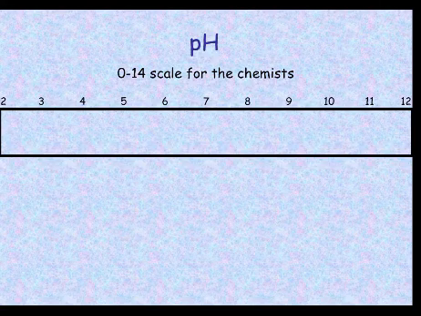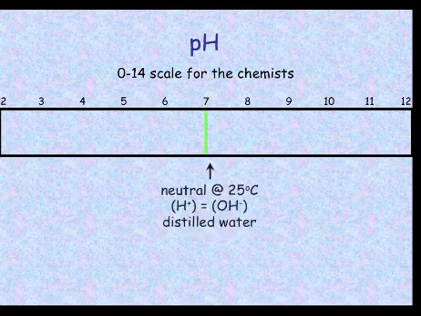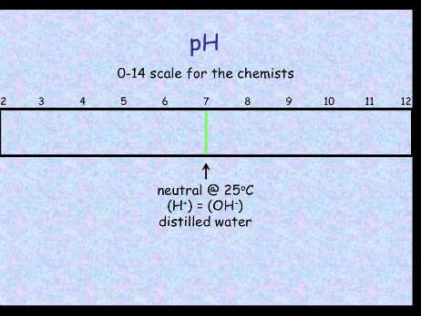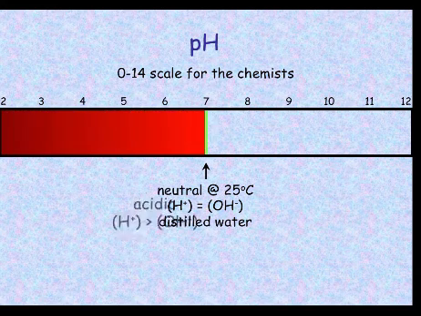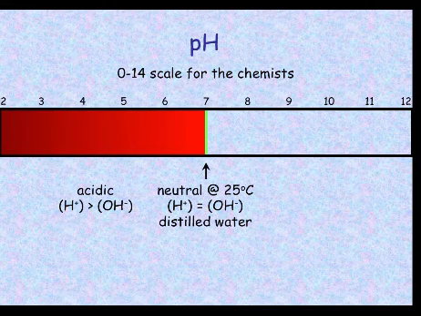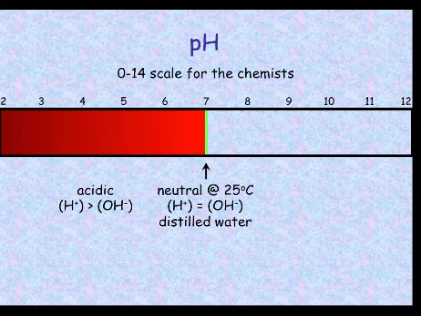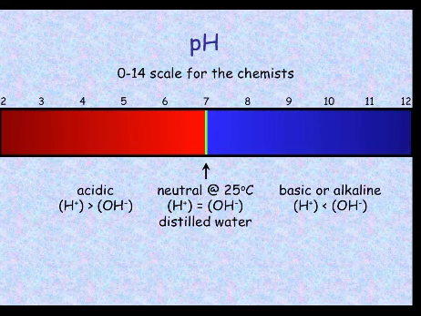Now commonly we use a pH scale to measure acidity, and we know that if something's neutral, we say that it has a pH of 7. Anything with a pH less than 7 we consider acidic. Anything greater than 7 we call basic or alkaline.